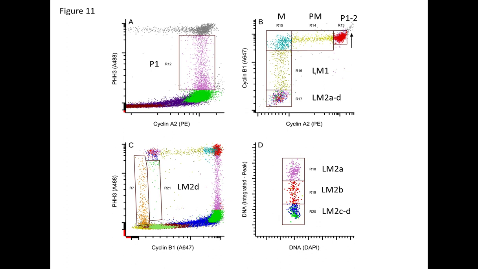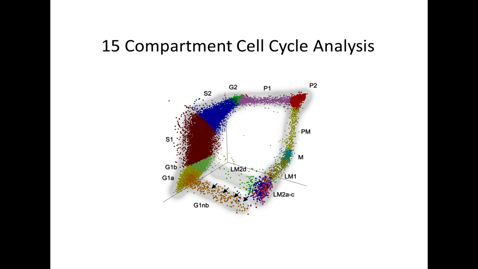Thus, in a 3D plot, we can visualize most of the 15 unambiguous states, 14 of which are sequentially traversed by unperturbed proliferating cells. An average cell of this population under the proliferative conditions defined by the environment at the time of fixation moves sequentially from G1NB to LM2C, then optionally to LM2D, then to G1NB. This provides a continuous backbone onto which other markers can be mapped.